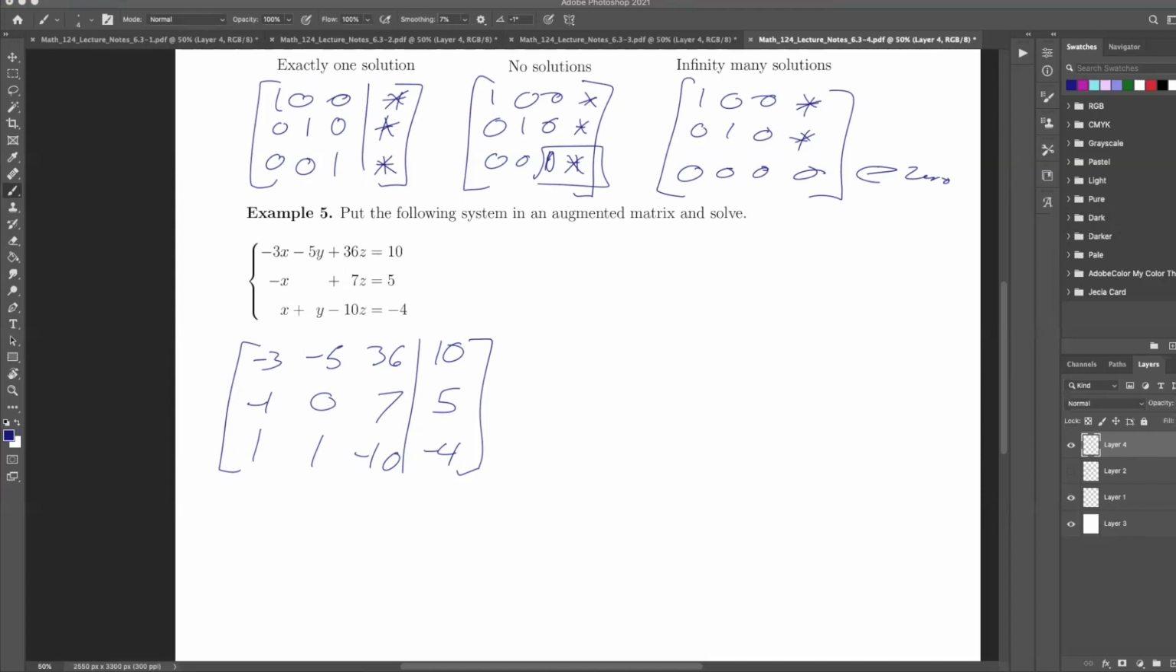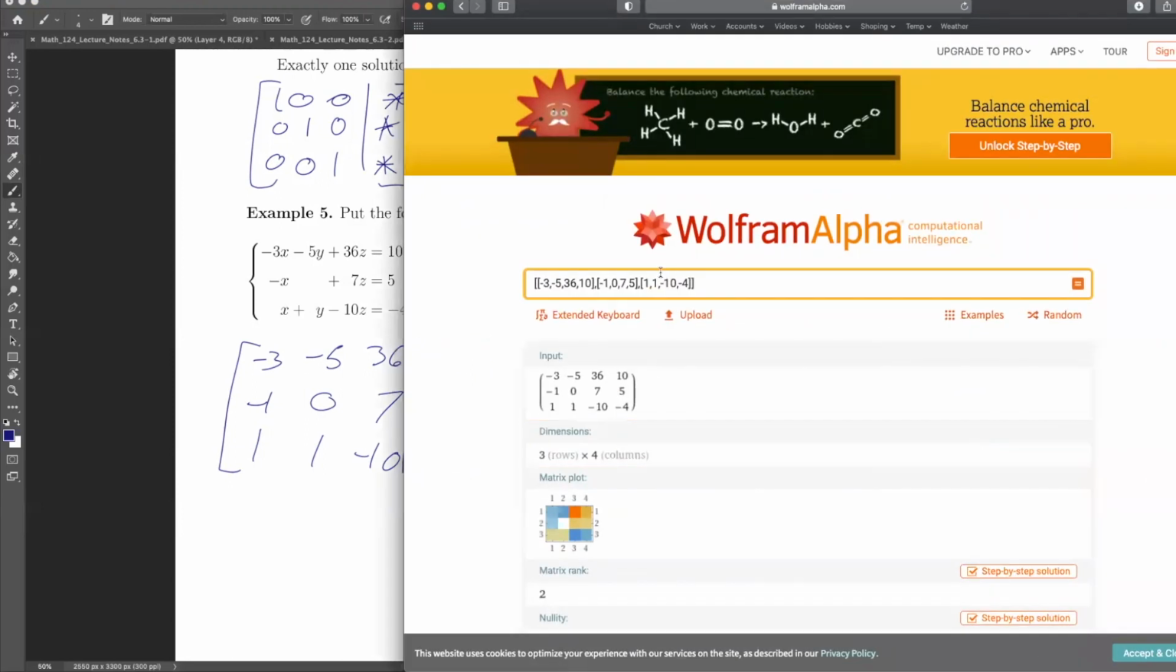All right, where is Wolfram Alpha? Oh well, I just have a new one. History, Wolfram Alpha. All right. And so this is how you type it in.